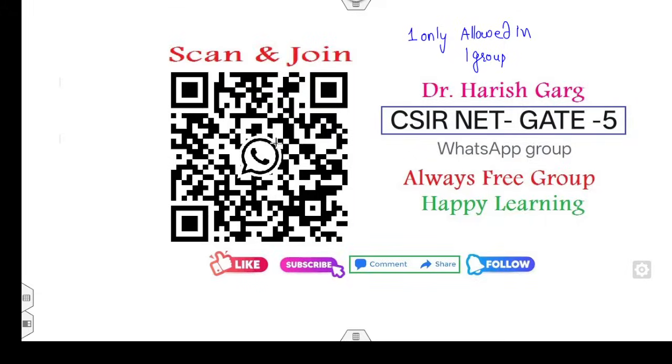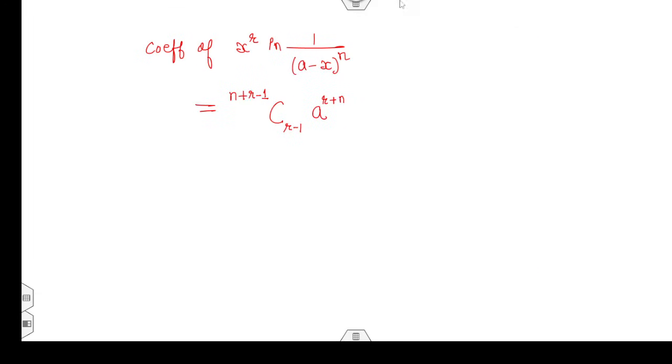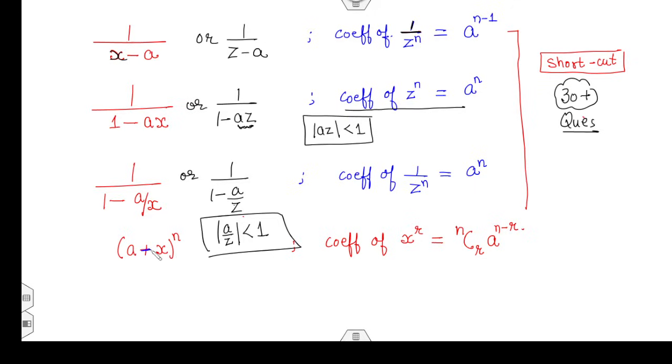And the last shortcut trick is, if you are able to find the coefficient of x raised to power r in (1 minus x) raised to power n, then you can write it as (n plus r minus 1) choose r. On the other hand, if you are able to find the coefficient with a positive sign, then you must write here minus 1 raised to power r. Similarly, for (1 minus x) raised to power minus n, the coefficient of x raised to power r is (n plus r minus 1) choose r.